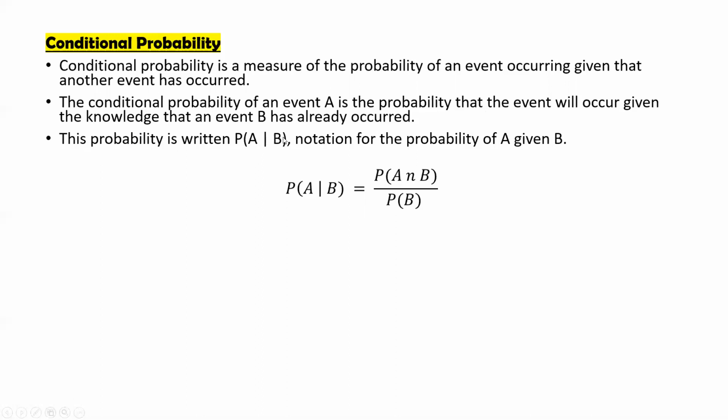That means you already know B happened. Then only you want to find the probability of A. So the notation is like this, but you don't need to memorize so much. This is just notation. How do we calculate it? Actually, we use logical thinking so that you know what is going on.